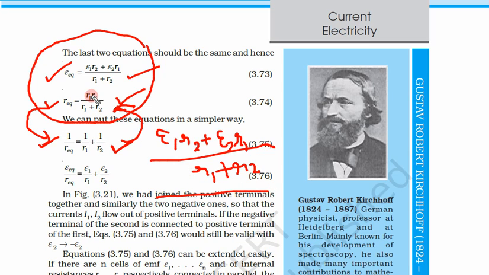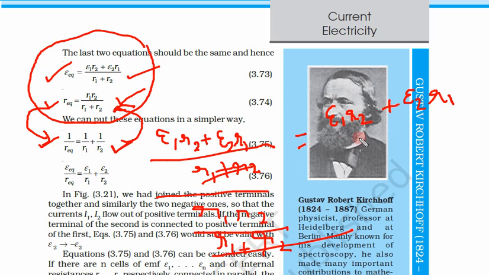If we divide it by this, what would we get? We get R1 R2 divided by R1 plus R2. Okay, so what do we get? This is cancelled by this. So what we get is epsilon 1 R2 plus epsilon 2 R1, both divided by R1 R2. So these are cancelled out and this goes here.